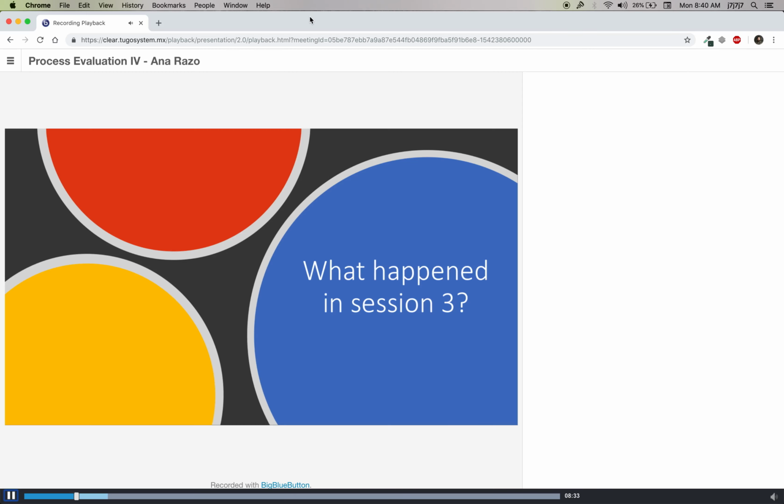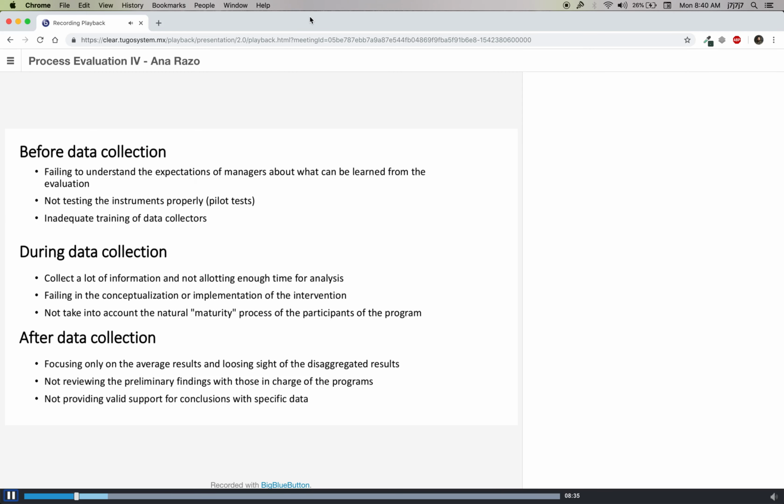So what happened in session 3? This is a brief summary. As you might remember, in the last session on Monday, we talked about the things that could go wrong in a process evaluation, what could fail. And as Murphy says, if something can fail, it is going to fail.